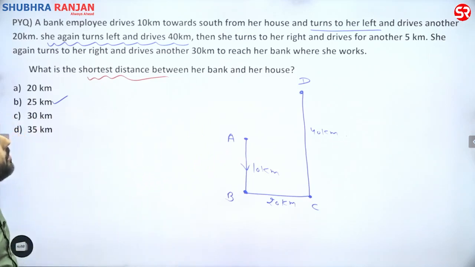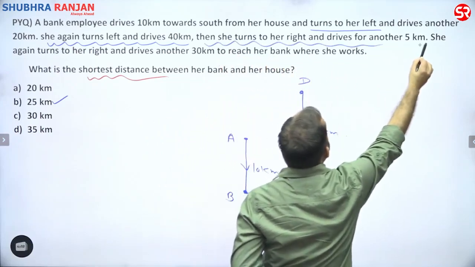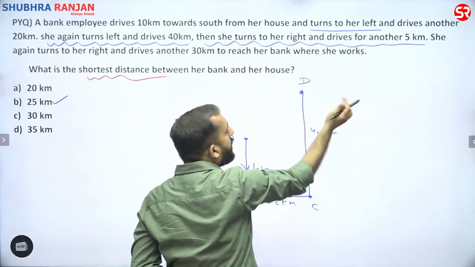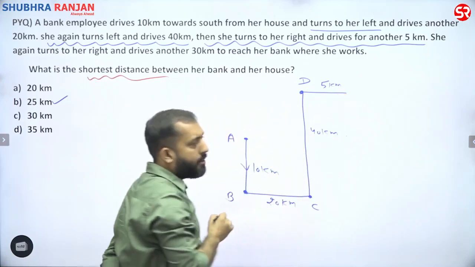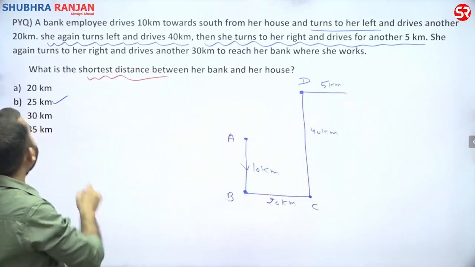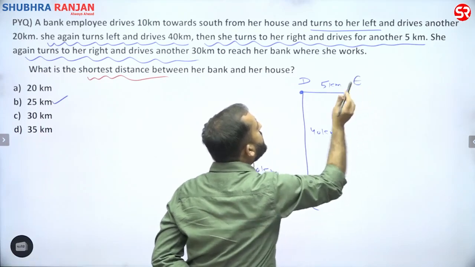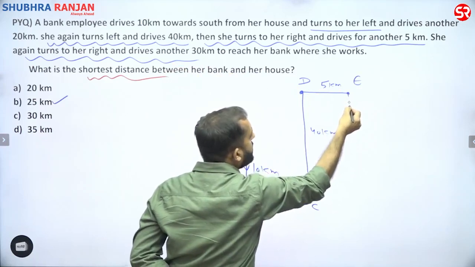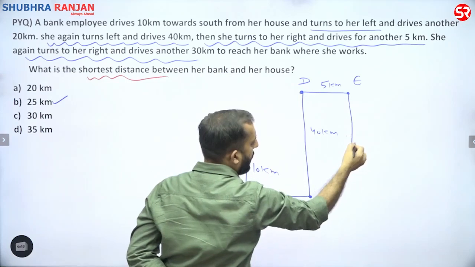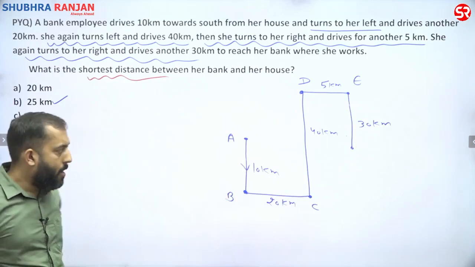Okay. Next, then she turns to her right and drives for 5 kilometers. Turning right from point D. How much? 5 kilometers. Done. And she again turns to her right and drives 30 kilometers. So at point E, she is turning right again and driving how much? 30. So from point E, she is driving 30. Done? Okay.